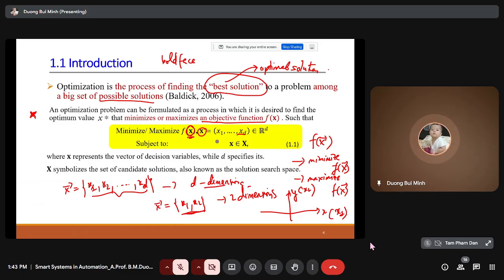And we have the elements, or we can say the decision variables. Why? Because this is italic. Italics mean variable, right?